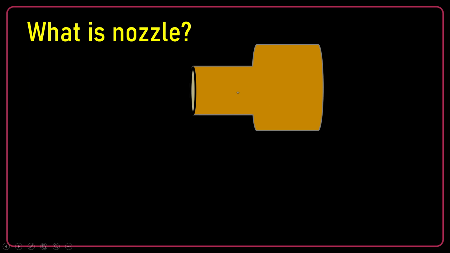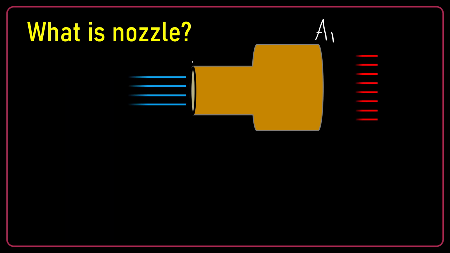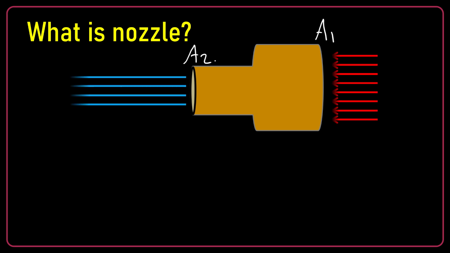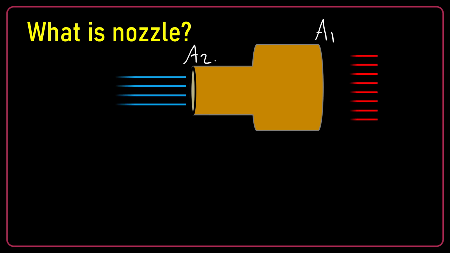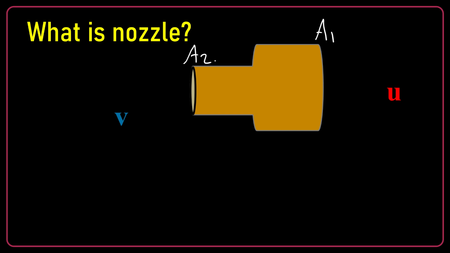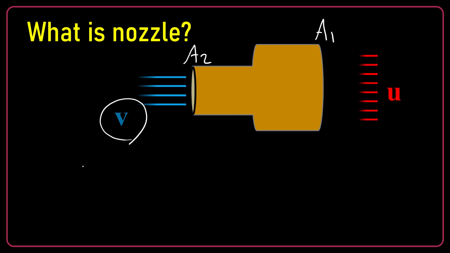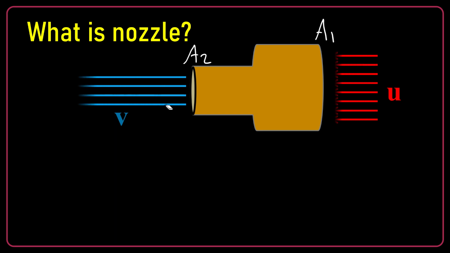I modeled the nozzle as a cone, or maybe a tube with two different cross-sectional areas. Here I have a cross-sectional area of A1 at the input and a cross-sectional area of A2 at the output, or let's say the left side. The water speed at the input is U and the water speed at the output is V. They must be different. The reason?